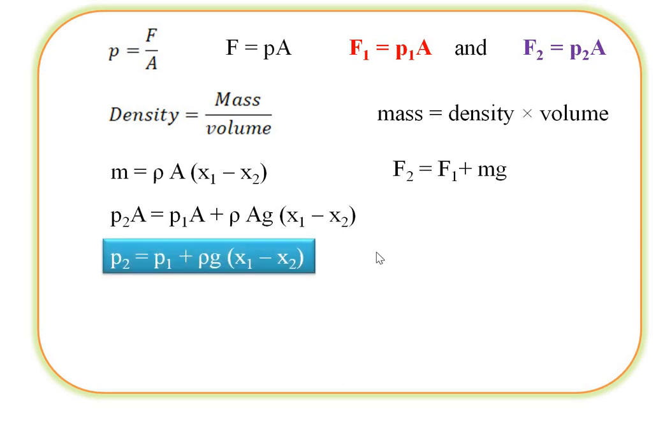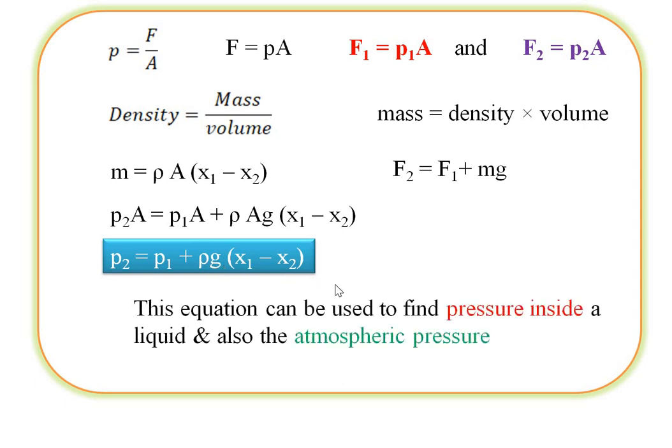So simplifying this equation, we get the final equation P2 is equal to P1 plus rho into small g into x1 minus x2. This equation can be used to find the pressure inside a liquid and also the atmospheric pressure. Remember, this equation is very important. P2 is equal to P1 plus rho into g into x1 minus x2.